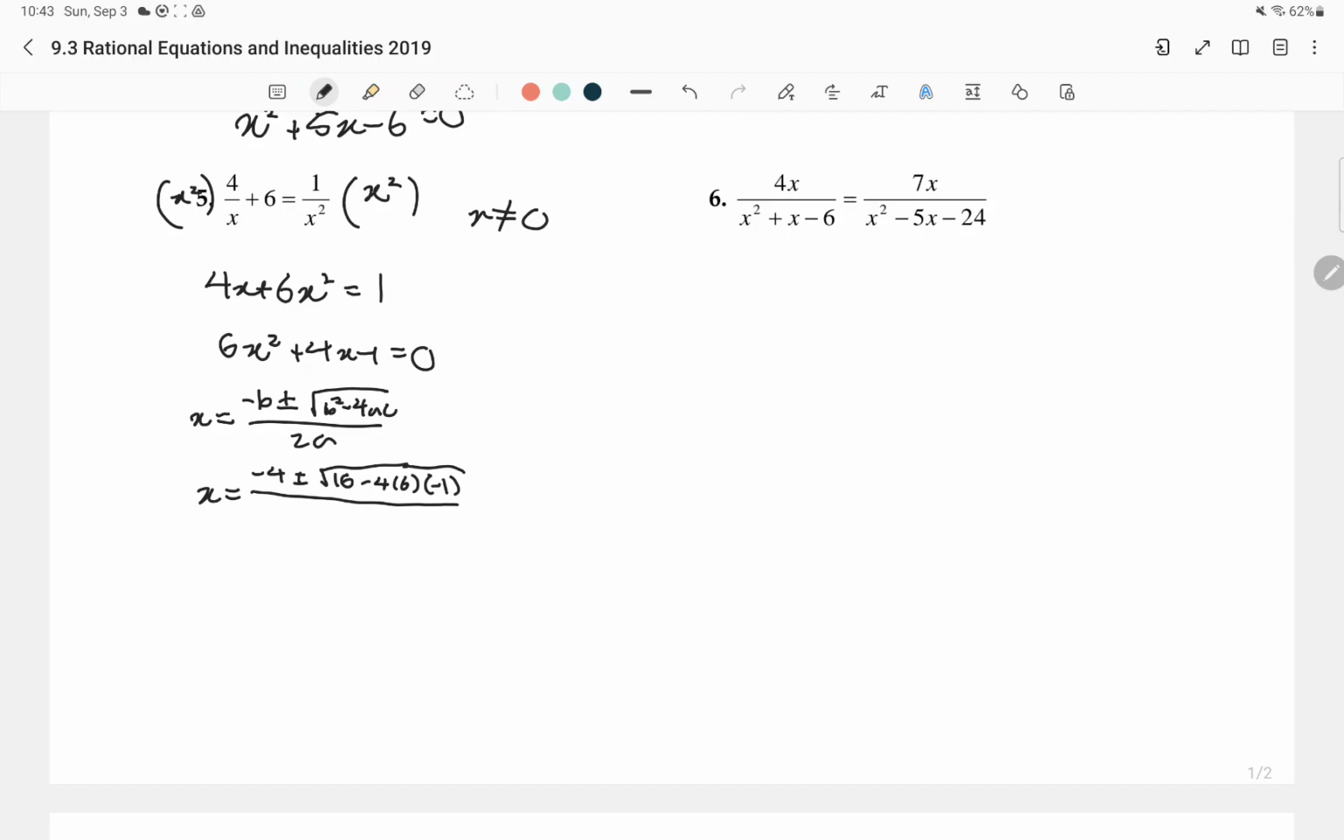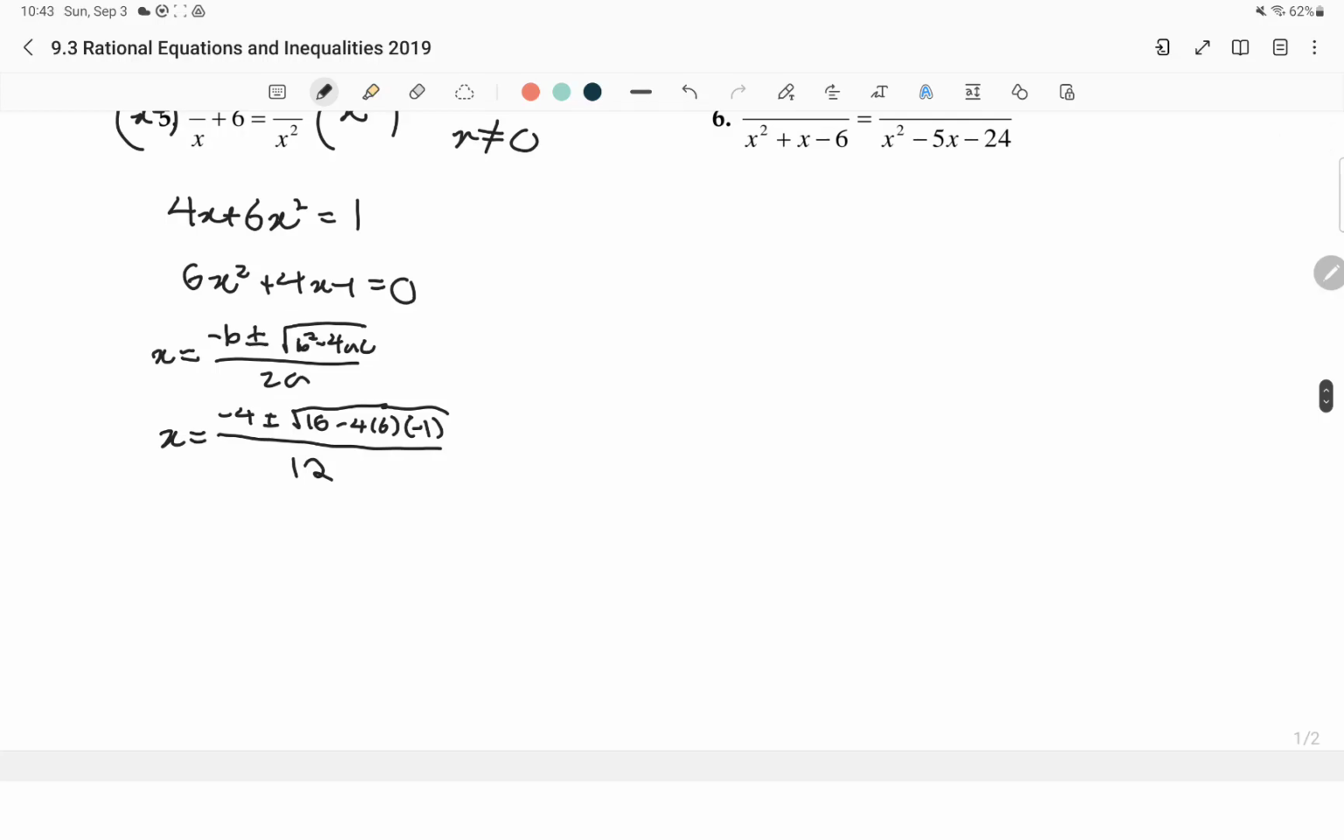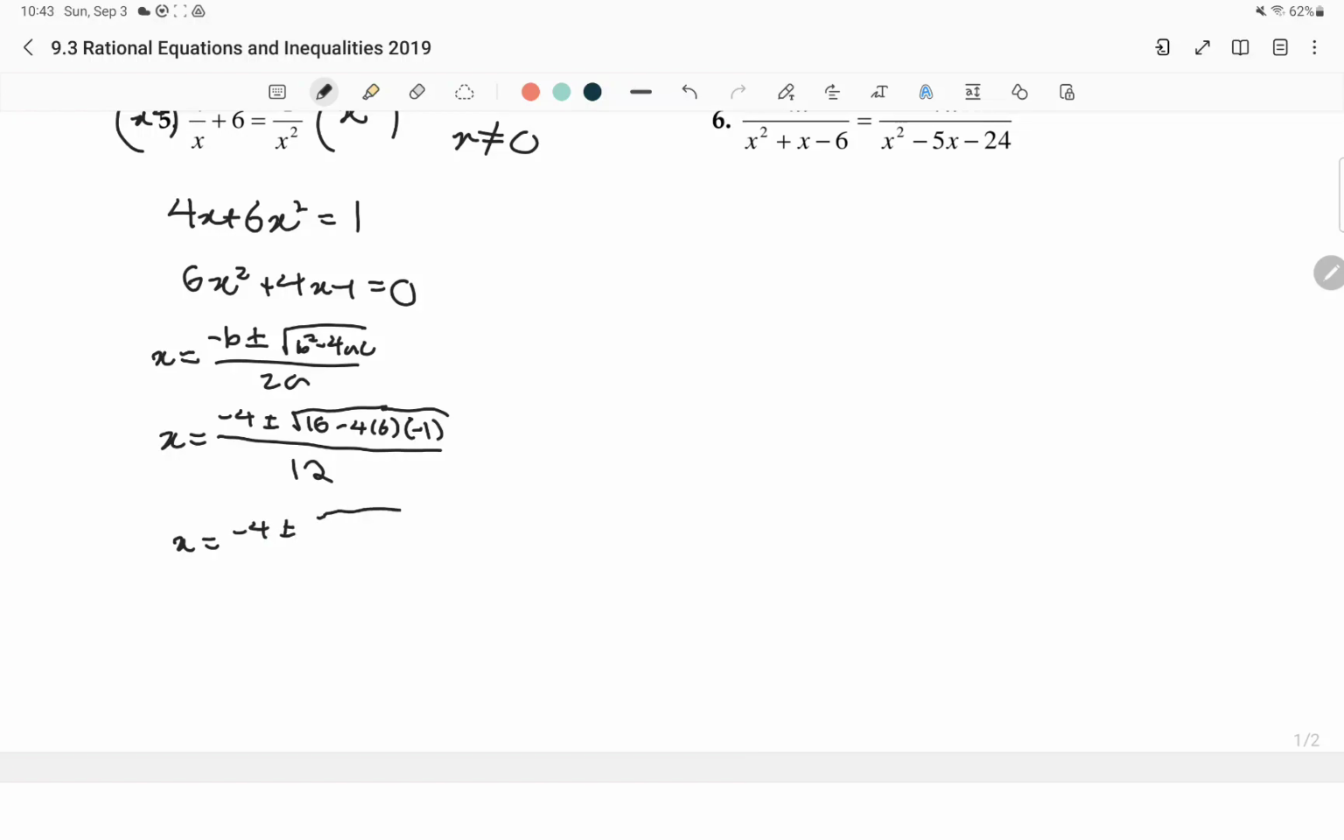2a, which is going to be 12. And if we simplify this, this should be x equals negative 4 plus or minus root 40 over 12, which gives x equals, remember we can take a 4 out actually, so this is going to be 4 times 10, like this.